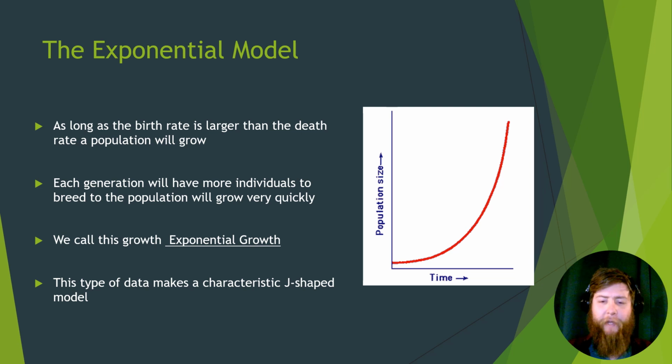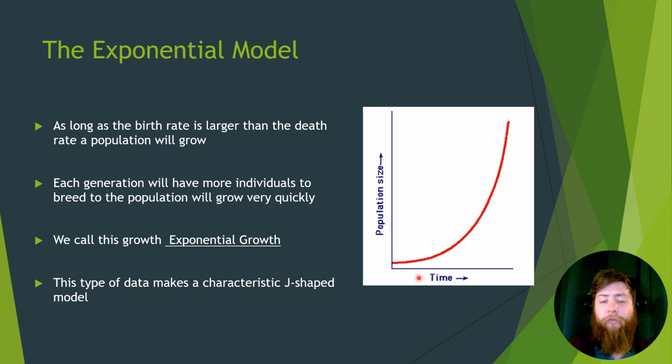A type of growth that can happen inside of populations is exponential growth. This happens anytime we have more births than deaths. If each generation is having more individuals and they're all able to breed successfully, the population starts to grow very quickly. We call this exponential growth, and it makes this very characteristic J shape here.